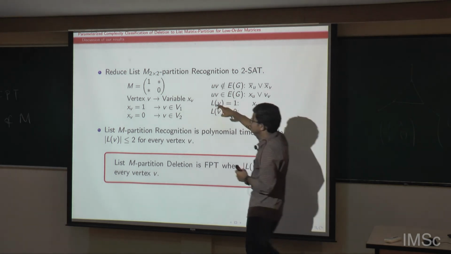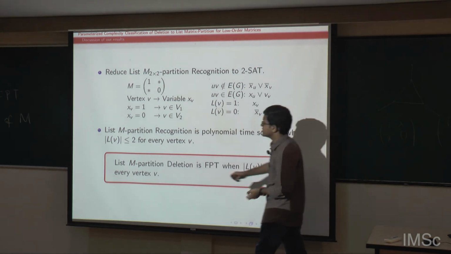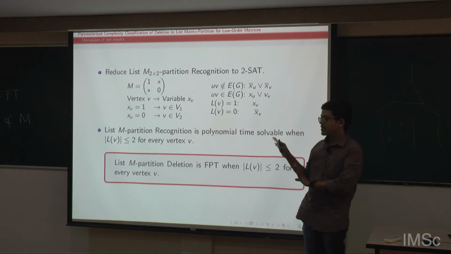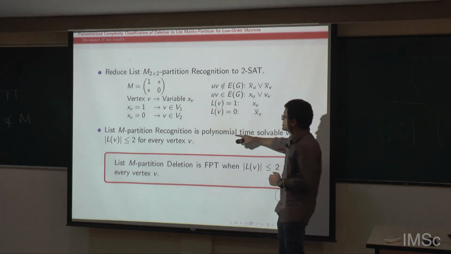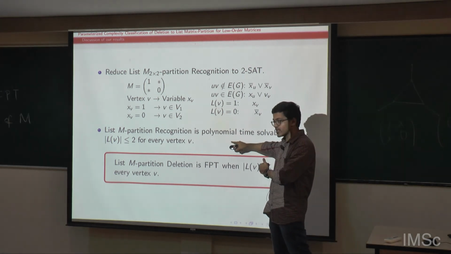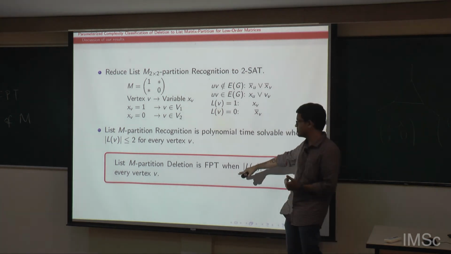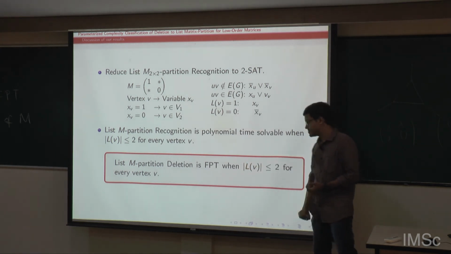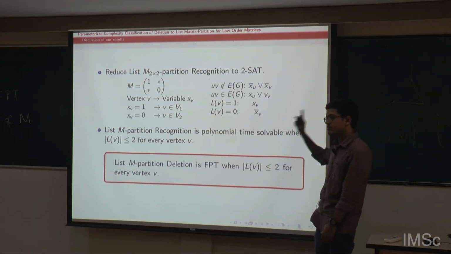Here we looked at a 2 cross 2 matrix. The matrix doesn't have to be 2 cross 2, but as long as the list of every vertex is at most 2, we can still make this work. So the recognition problem would be equivalent to solving a 2-SAT problem, which is polynomial time solvable, and the deletion problem would be FPT, because it would be variable deletion almost 2-SAT, which is FPT, when the list of every vertex is of size at most 2. Matrix M could be large.